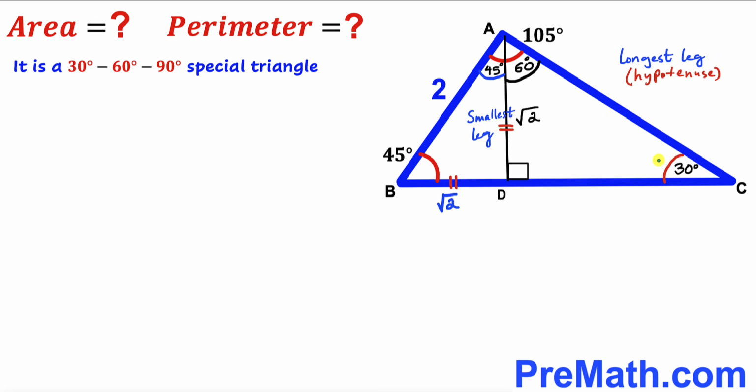So therefore, the side opposite to this smallest angle has got to be our smallest leg, whereas the side opposite to our largest angle is going to be our longest leg, and that leg is also called the hypotenuse. And in such a special 30, 60, 90 triangle, the longest leg is always twice the smallest leg. And we know our smallest leg is square root of 2. So therefore, our longest leg has got to be twice that, 2 times square root of 2. And this third leg is going to be square root of 2 times the square root of 3.